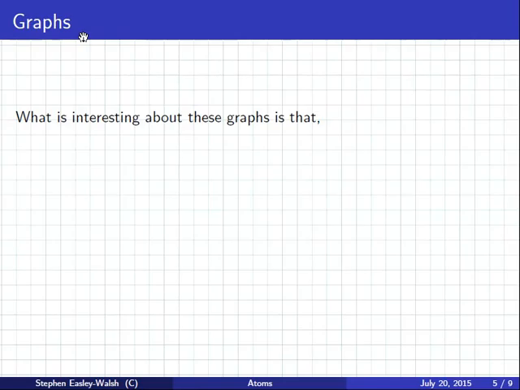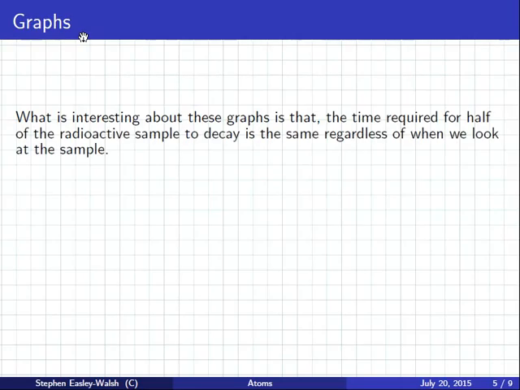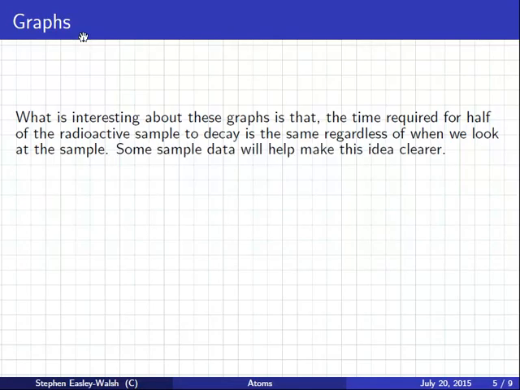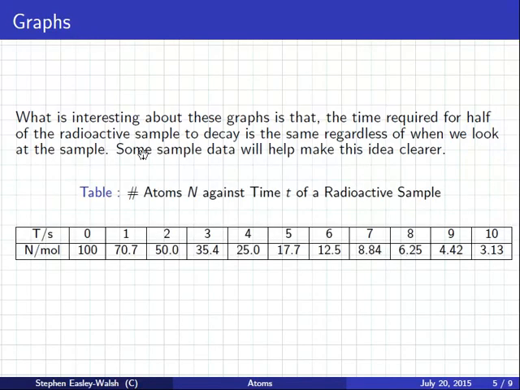Right, what is interesting about these graphs is that the time required for half of the sample to decay is the same regardless of when we look at the sample. So, for example, I'll give you some data. Some sample data will make this clearer. Here's some data where t is time in seconds and N is the number of atoms in moles. So when time is 0, we have 100 moles.